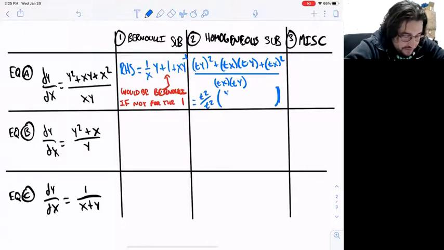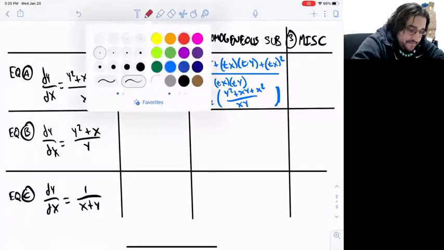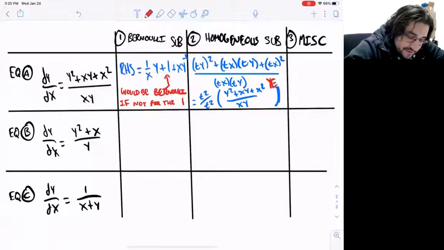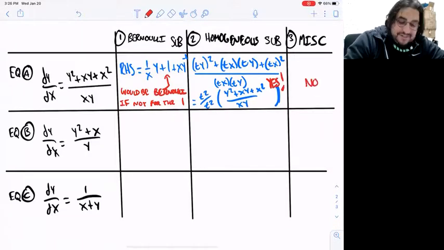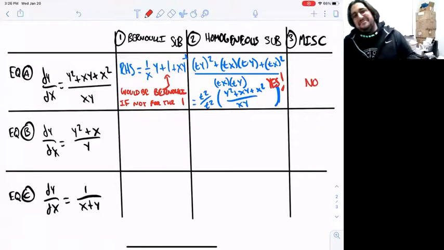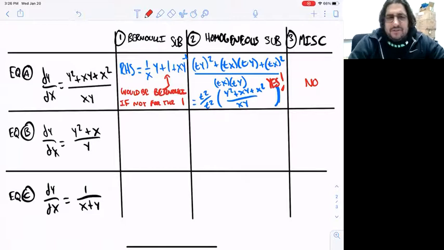We're left with (y squared plus xy plus x squared) over xy. That means that this method will apply, right? So yes, we are going to use this method. Miscellaneous? No, there's no reason to start guessing things because we already know homogeneous is going to work. Right? So there's an analysis of that first equation, each substitution method, and whether or not we want to use it.